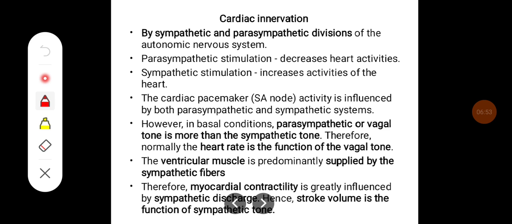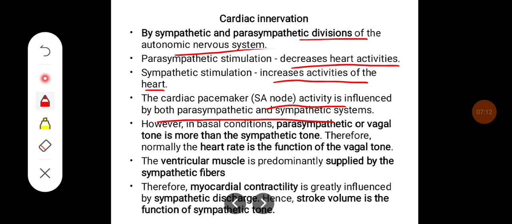Cardiac innervation. The heart is innervated by the sympathetic and parasympathetic divisions of the autonomic nervous system. Parasympathetic stimulation decreases the heart activities, whereas sympathetic stimulation increases the activity of the heart. The cardiac pacemaker SA node is actively influenced by both parasympathetic and sympathetic systems. However, in basal condition, parasympathetic or vagal tone is more than the sympathetic tone. Therefore, normally the heart rate is a function of the vagal tone.